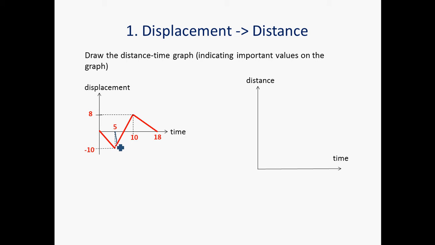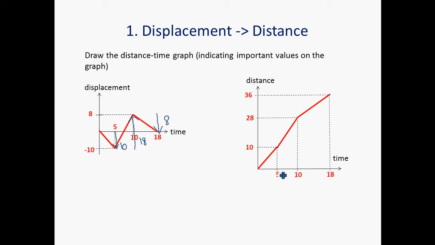So the first part again is a decrease of 10 meters, followed by an increase of 18 meters, followed by a decrease of 8 meters. So what we're going to expect is that there will be an increase of 10 meters, followed by 18 meters, followed by 8 meters. So the graph is going to be like that. 10, followed by 18, followed by 8. The timing will be the same. Hope that this will enlighten you to the drawing of displacement to distance graph.